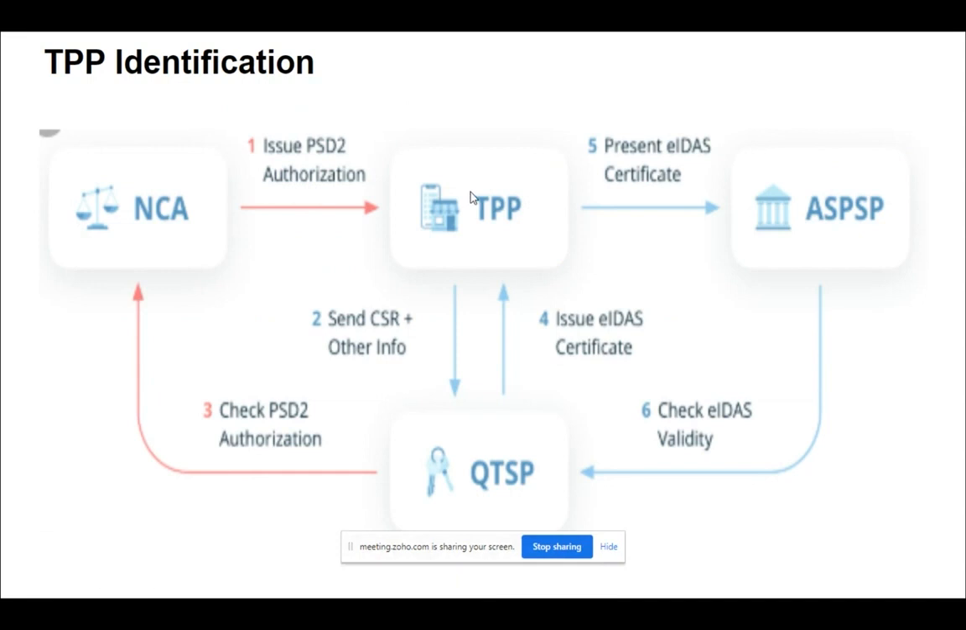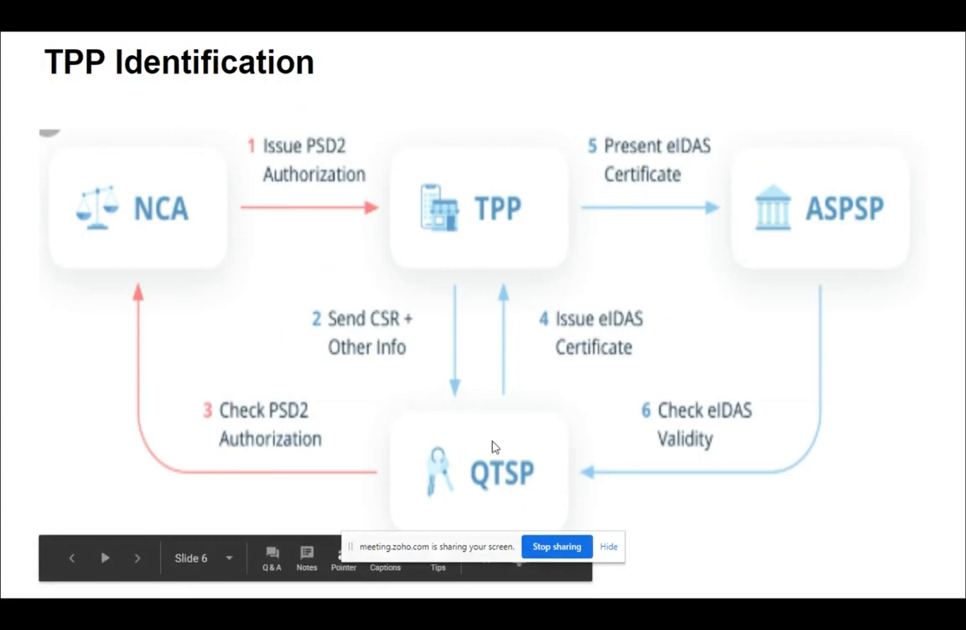Now whenever the TPP sends a request for any API call or anything, it will send that certificate with the request to the ASPSP, and the ASPSP will validate that certificate with the QTSP.